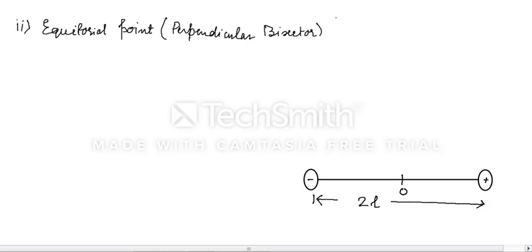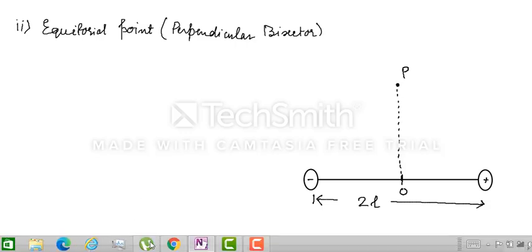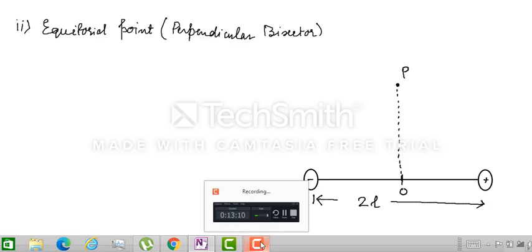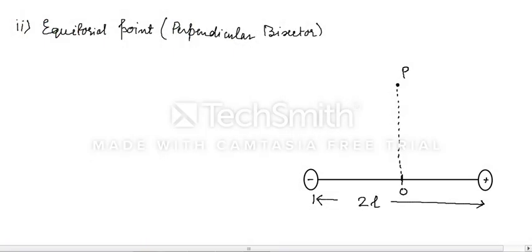So a perpendicular bisector means at any point like this here. So P is a point taken on the perpendicular bisector where we have to find the net electric field. So the net electric field at point P will be due to both these positive and negative charges. This is minus q and this is plus q.